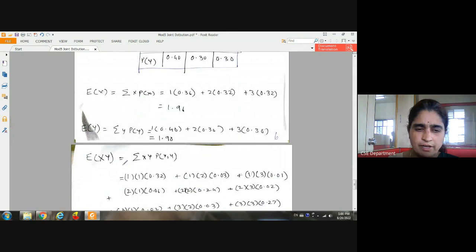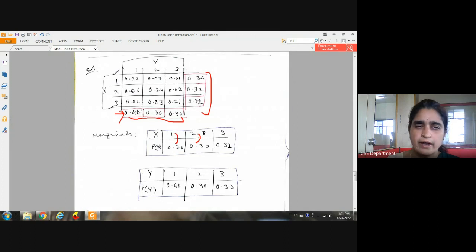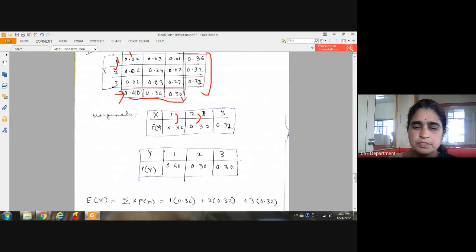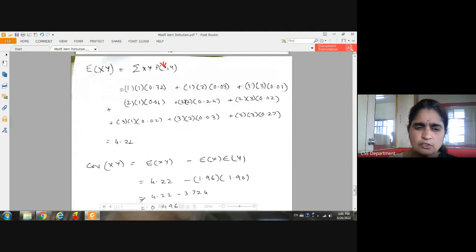Like that, expectation of xy: take the product x into y into p of x y. Where does this p of x y come from? From the cells of the given table. So 1 into 1 into 0.32 plus 1 into 2 into 0.03. Like that you write all 9 terms, and you get expectation of xy. So covariance xy is expectation of xy minus expectation x into expectation y.